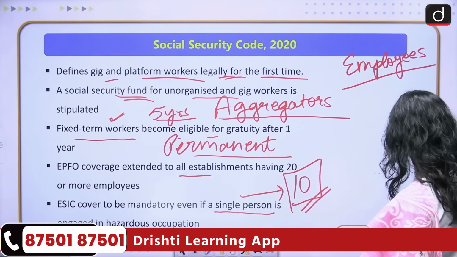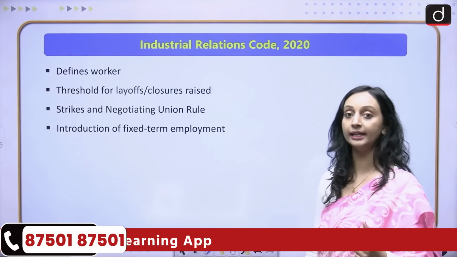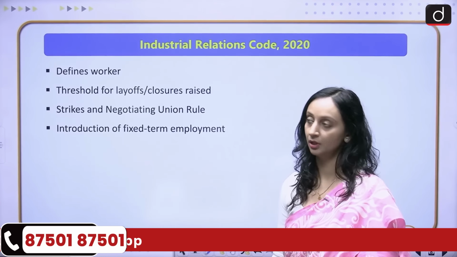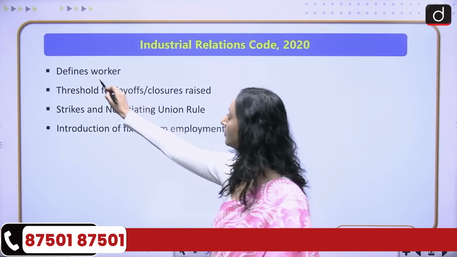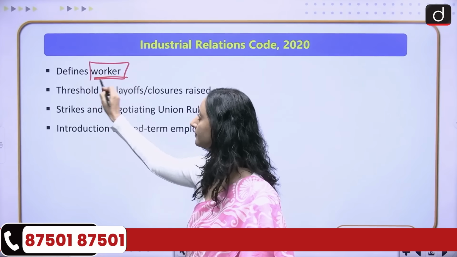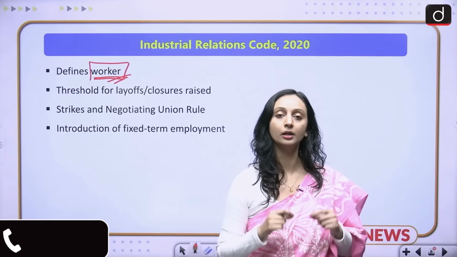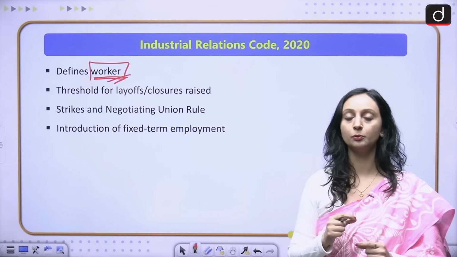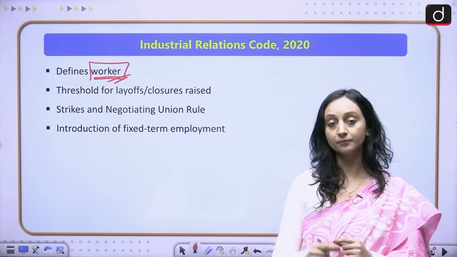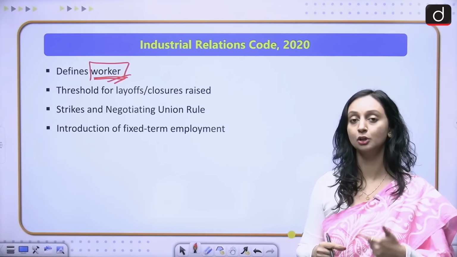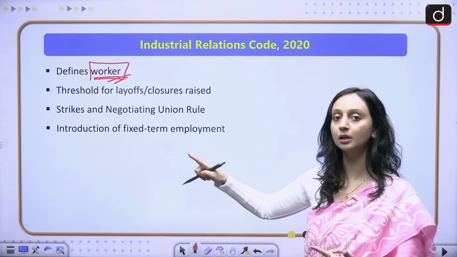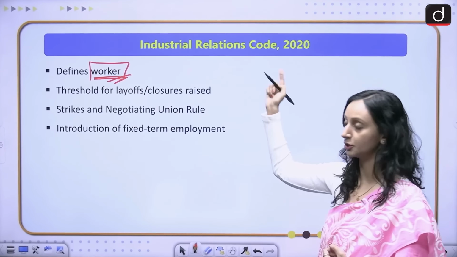Okay. Then we have the Industrial Relations Code. Now in the Industrial Relations Code, worker has been defined. Again, to bring about uniformity, to reduce the ambiguity, worker has been defined. Who is going to be called a worker has been defined, because different states used to have different definitions. So for implementation purposes, worker has been defined in the Industrial Relations Code.